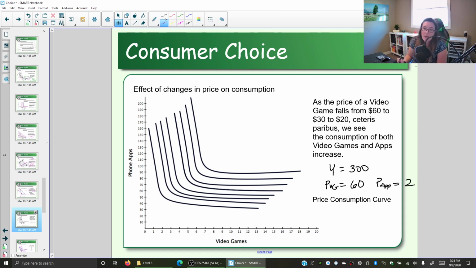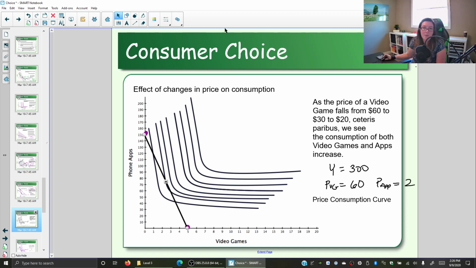Okay. So again, if we spend all $300 on video games, this is the example that won't die, we are buying 5 video games. If we spend all $300 on phone apps, and they're $2 a piece, we can get 150 of them. Let's add in our budget line here. All right, so we've added in our budget line.